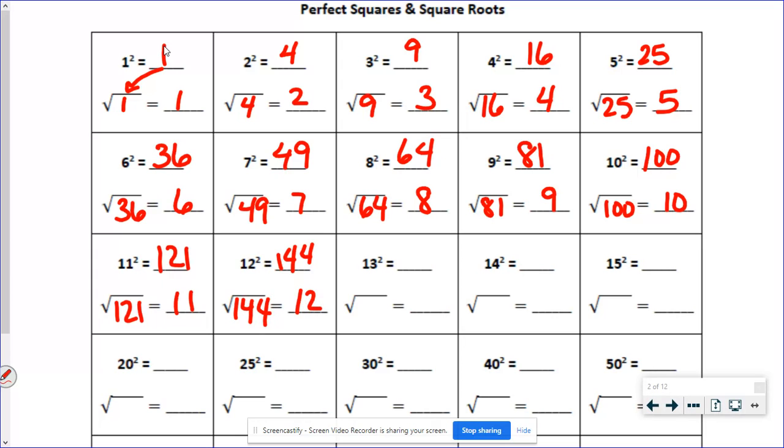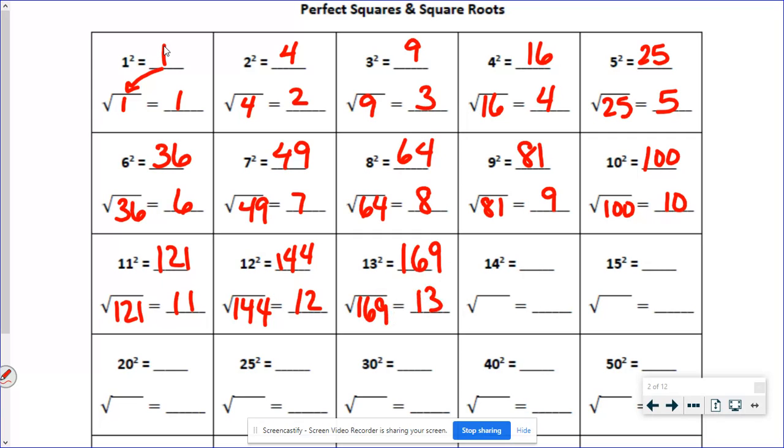Those are the 12 numbers that I asked you to know when you did your quizzes on Wednesday. So if you need to practice these and then redo the quizzes, if you didn't get it perfect, go ahead and do that. 13 squared is 169, so the square root of 169 is 13.